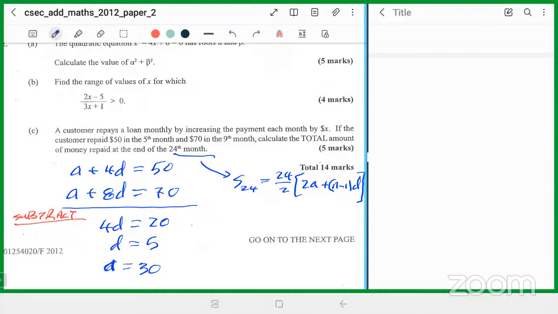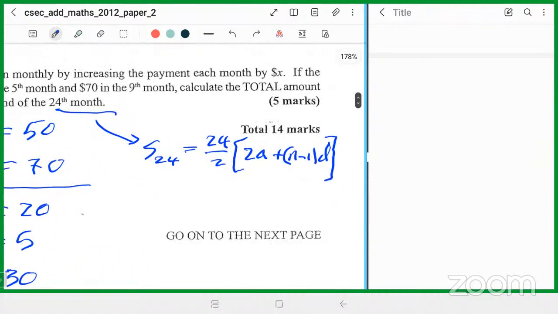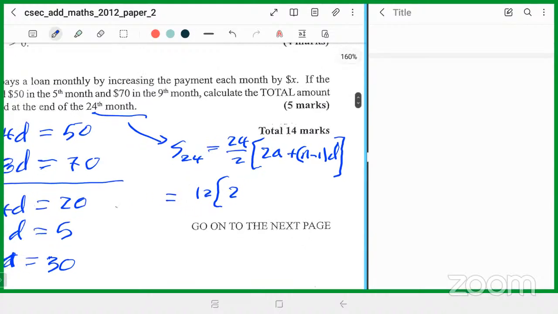So it becomes equal to 24 over 2, which is 12, into 2 times A. The A is 30, so 2 times A is 30. Plus n minus 1, it becomes 23. Remember, 24 minus 1 is 23. So I put 23 times the common difference, which is 5. Whatever this works out to, put the dollar sign in front, and I'm done.